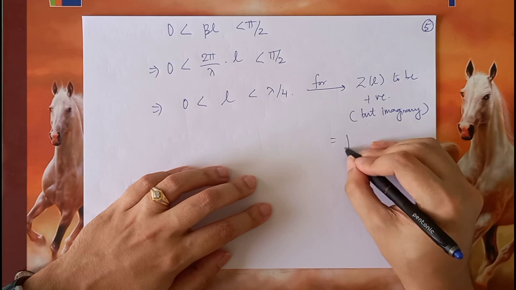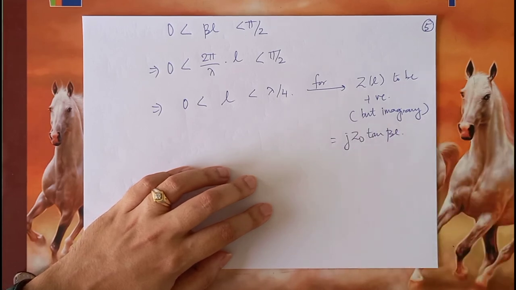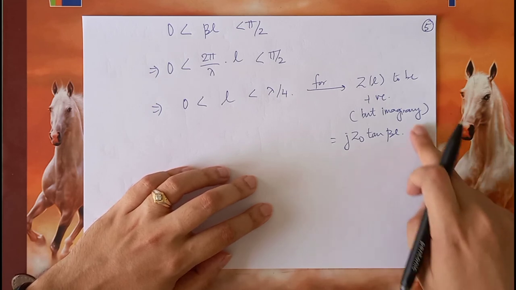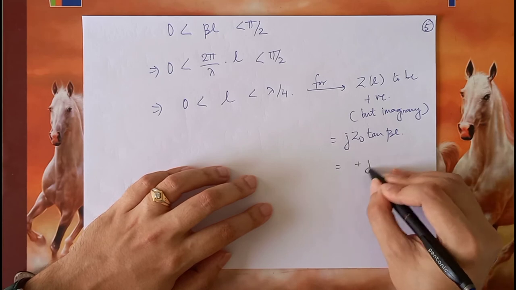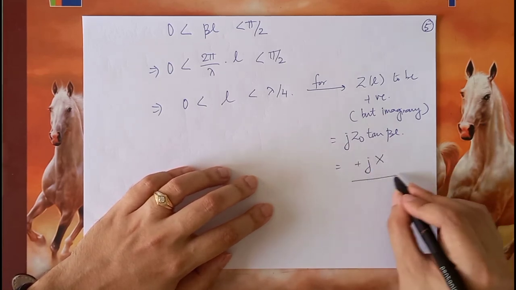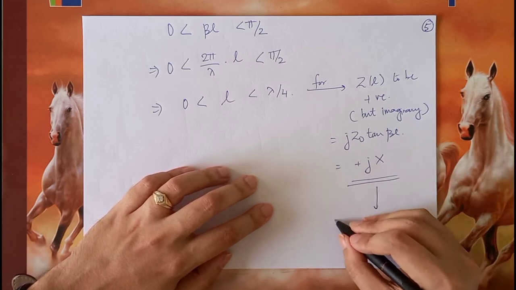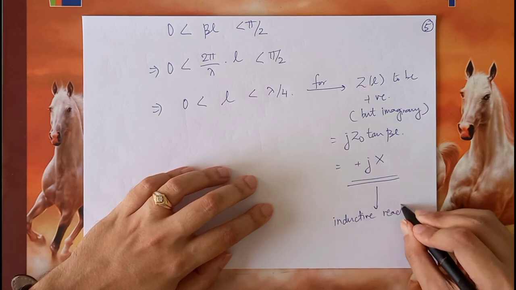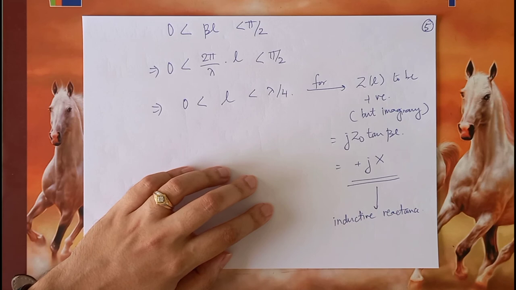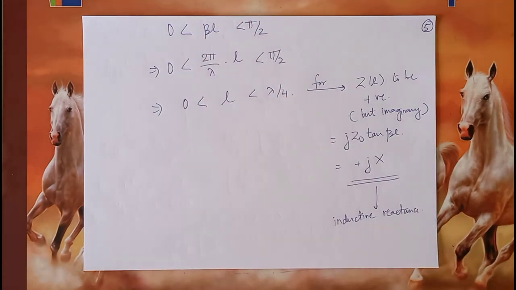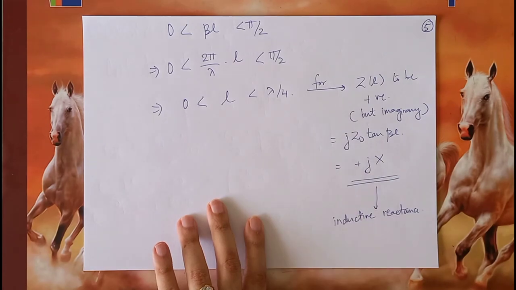So what was Z of L? Z of L is nothing but jZ0 tan beta L. Now, if this entire quantity is positive, I can say this is something like plus jX. This indicates a positive imaginary quantity, which is nothing but inductive reactance. So if I take a lossless transmission line, terminate it with a short circuit, and keep the length of the line less than lambda by 4, then the transmission line will behave like an inductor.